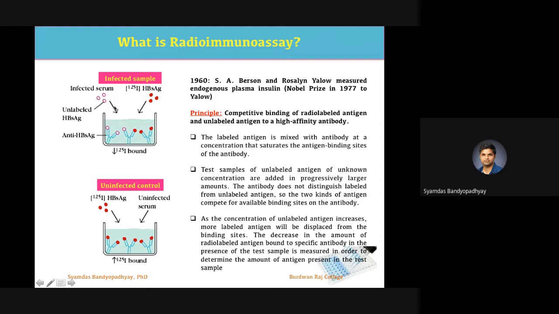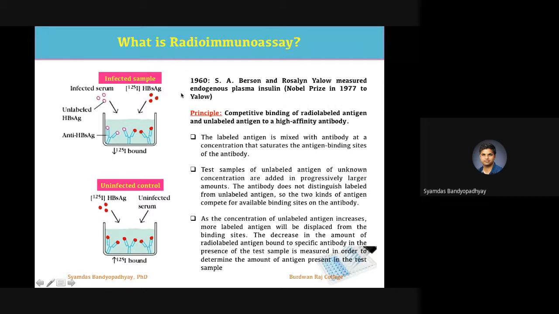So this antigen may come from serum, it may come from any component of the cell, inside the cell, or even outside the cell, right? So sometimes the cells secrete cytokines or any kind of molecules, the concentration of which can be measured using the radioimmunoassay.